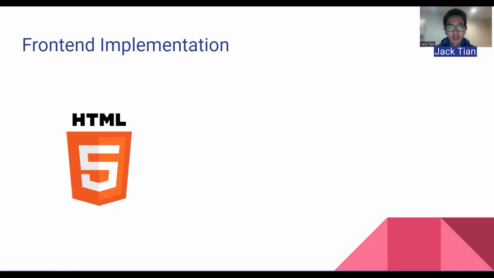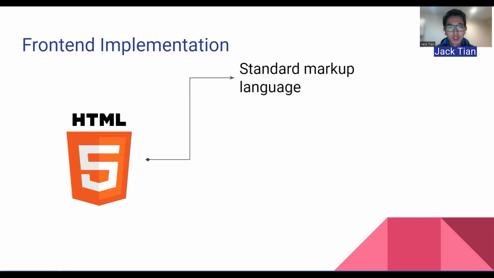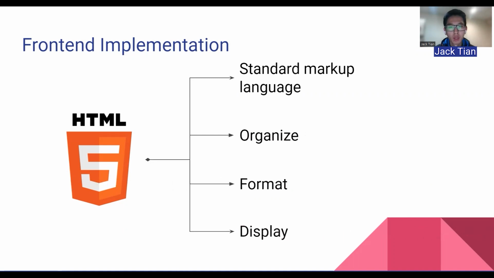HTML5 is a standard markup language. It helps us in creating web pages and web applications. It also helps us to organize, format, and display a web page's content. The main useful part of HTML is structuring web pages. It's also used for embedding images and videos, and navigating to outside websites in our project.